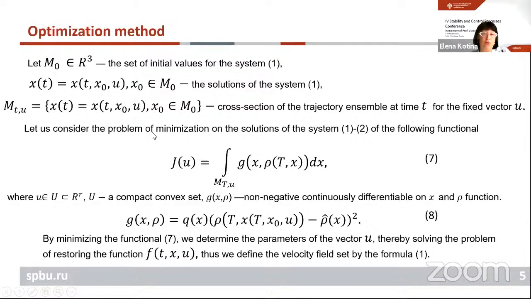Let us consider the problem of minimization on the solutions of the system 1, 2 of the following functional 7. As function j, we can take the function 8. By minimizing the functional 7, we determine the parameters of the vector u, thereby solving the problem of restoring the function f. Thus, we define the velocity field set by the formula 1.